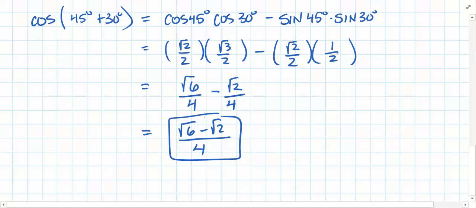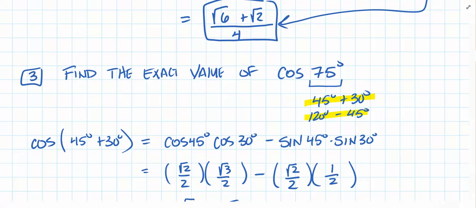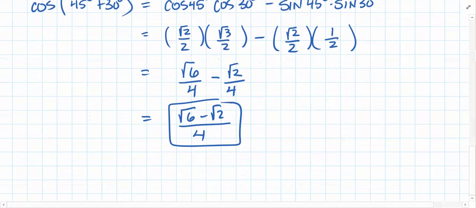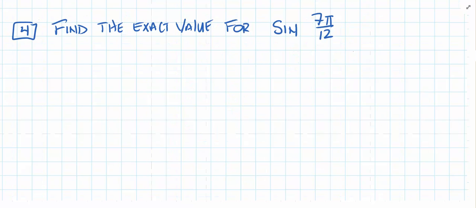This answer, or any form of that answer, comes up a lot when we do these sum and difference identities. There we go. We have the sine of 7 pi over 12. Now, is 7 pi over 12 on the unit circle? No, it's not. That's an angle that we don't have on the unit circle. So we need to break up 7 pi over 12. That's the trick. Let's break it up into an angle that we can use.